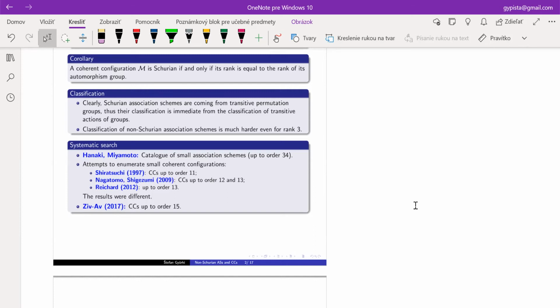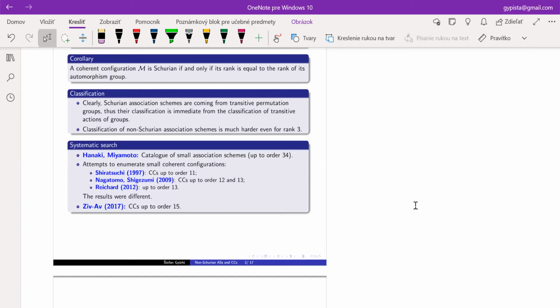The similar classification for coherent configurations is much harder because in the case of coherent configurations in general, we can have many more fibers. So the advantage of association schemes is that the number of fibers is just one.